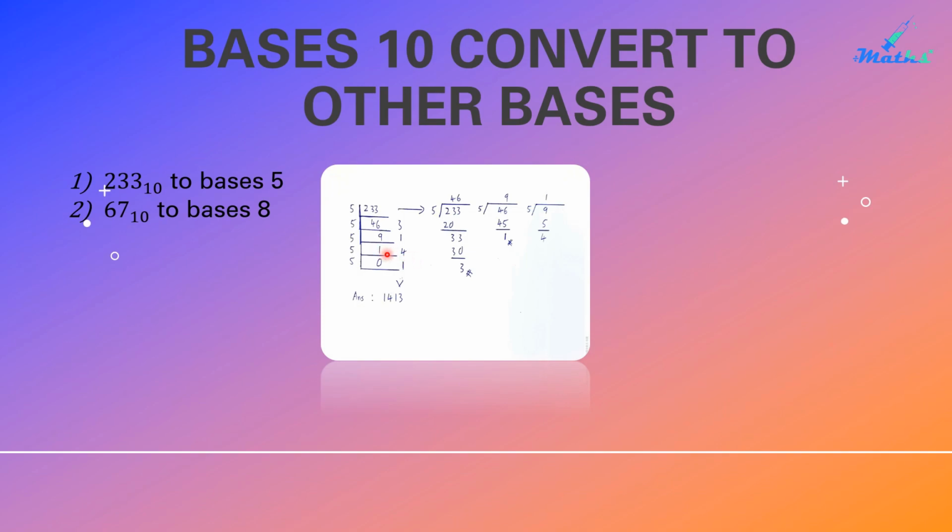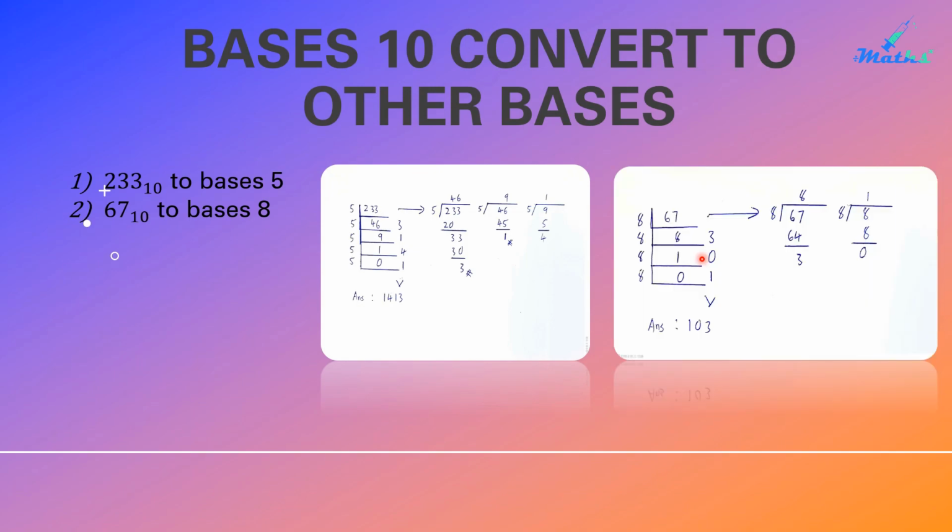Okay, here as you can see, the answer is 1. So 1 is smaller than 5. Then you need to stop the division and take the 1, put it below the remaining, and write the 0 below the answer, which is 1. After that, you will get the answer 1, 4, 1, 3. So you will get the answer 1, 4, 1, 3 base 5. That is the answer. So you must remember the answer needs to be read from below up.